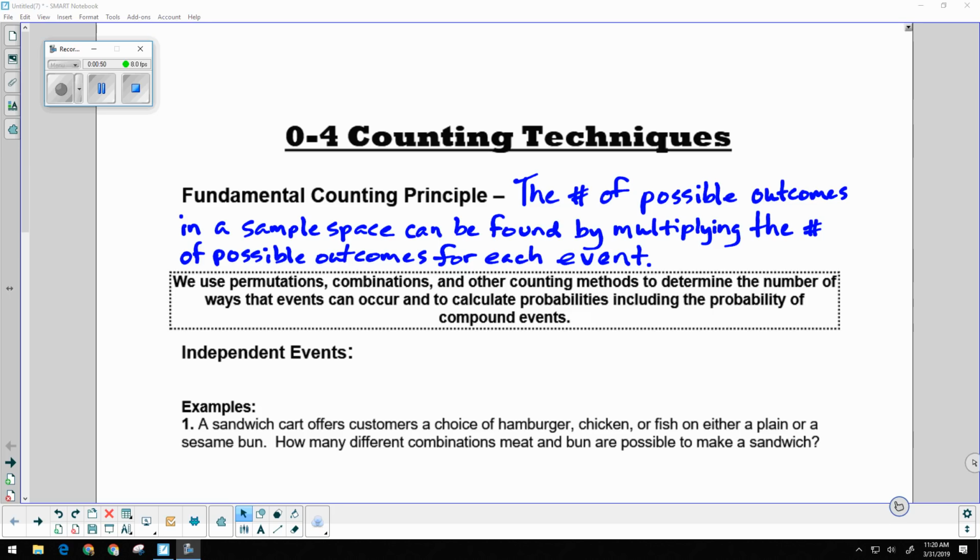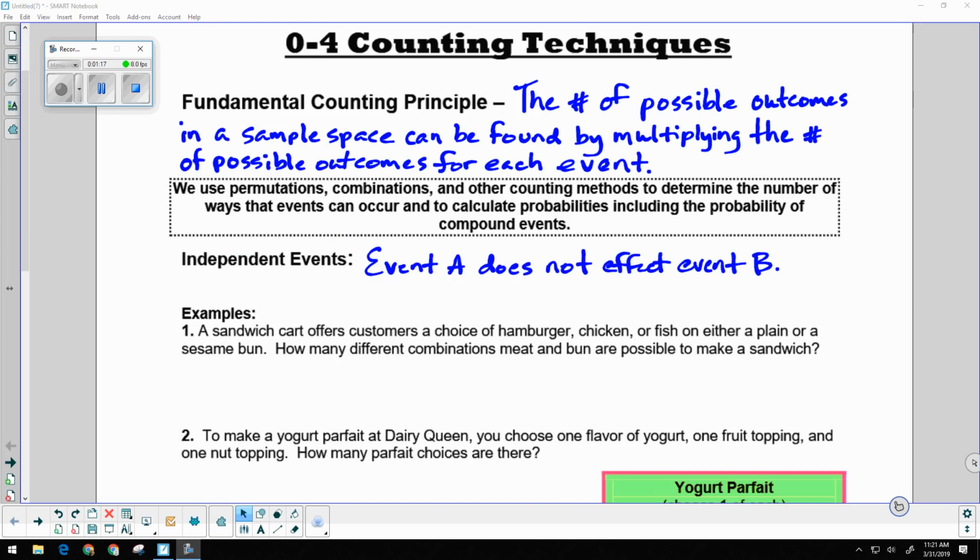You're going to see here on this first page that we're going to do a ton of multiplying. Okay, and the numbers we use in those spaces when we multiply is the number of possibilities we have for that particular thing, whatever that thing might be. Okay, so we're going to use counting techniques for both independent and dependent events. We're going to start first with independent events.